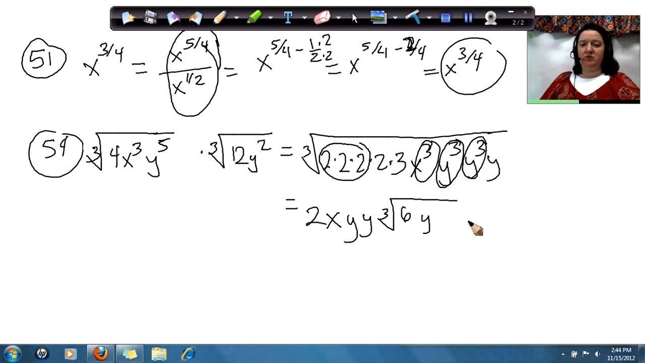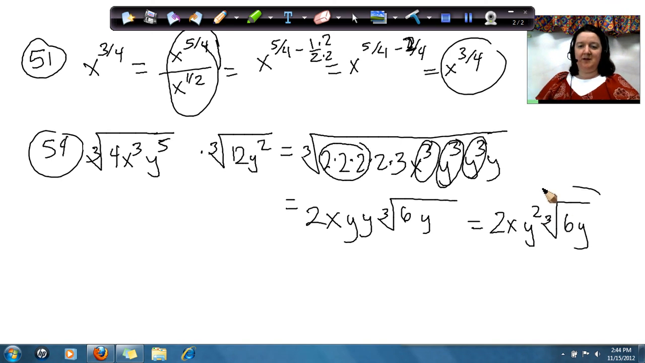Now, the 2 y's, I can simplify that and say 2x y squared, 3rd root of 6y. And then that's our answer.